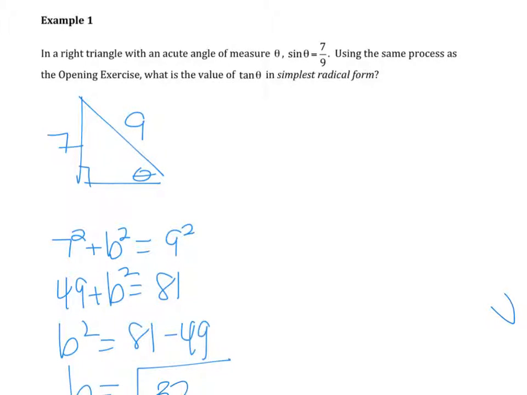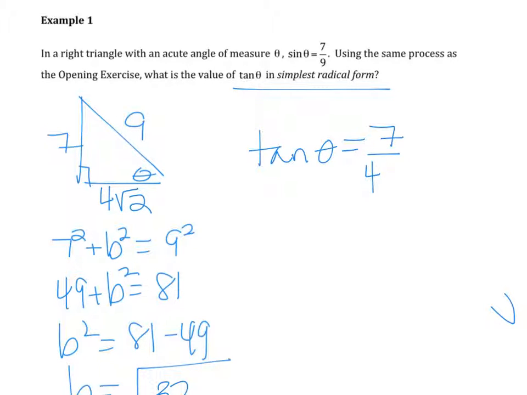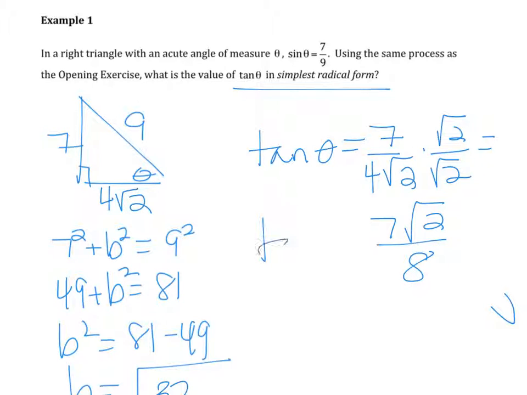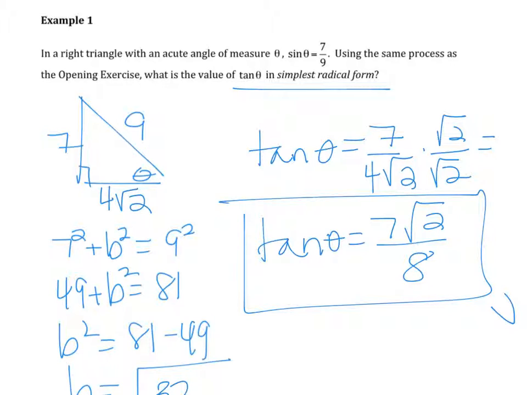So this breaks down to 16 times 2. So the length of the other leg is 4 radical 2. So we're asked to find the value of tangent of theta. We know it is opposite 7 over the adjacent 4 radical 2. Can't have that radical in the denominator, so we must rationalize it. And we get 7 radical 2 all over 8 is the value for our tangent of theta.